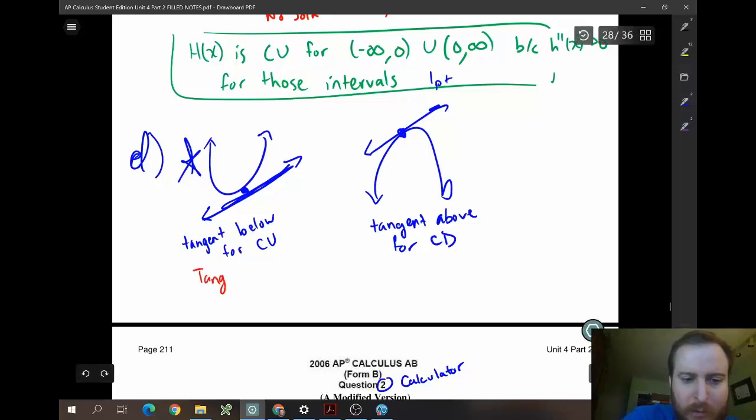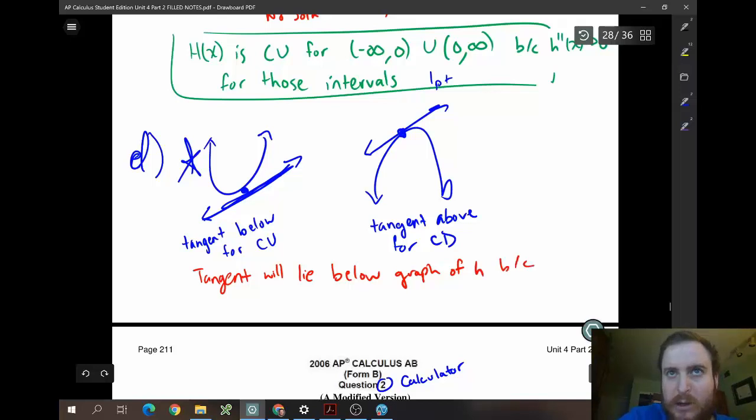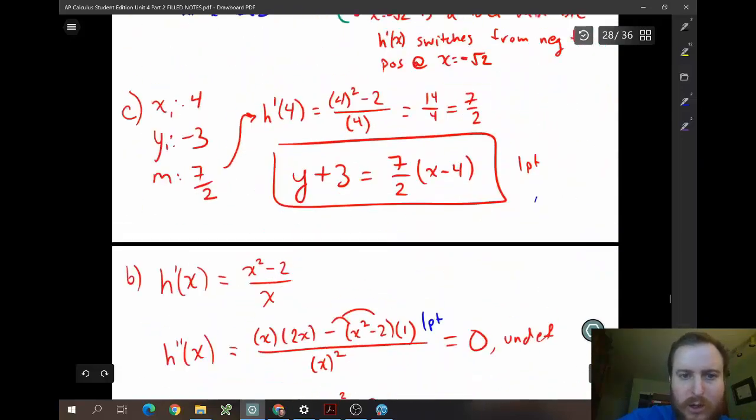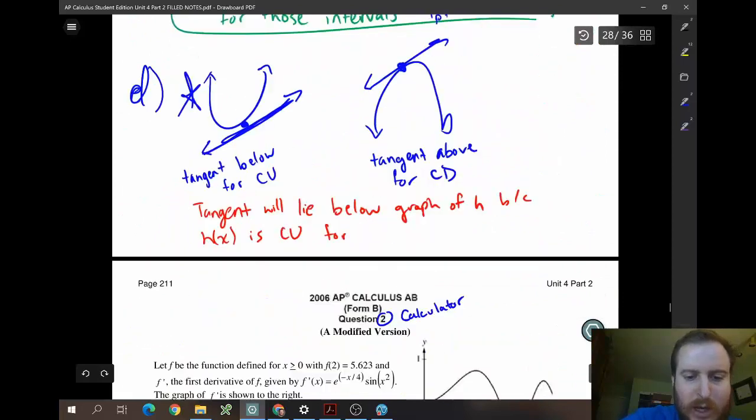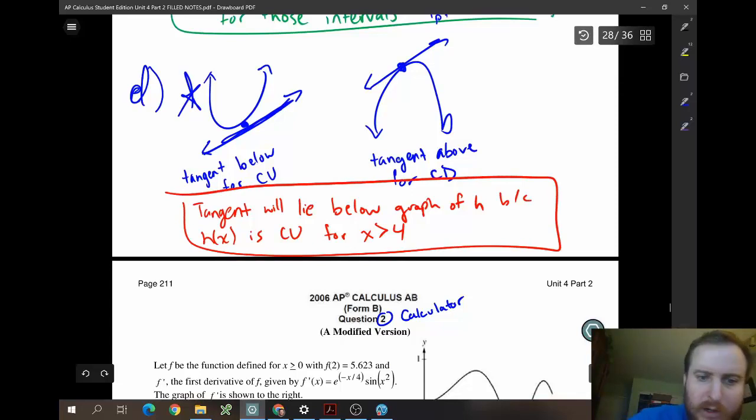We just say the tangent line will lie below the graph of h because h of x is concave up for, now I'm not going to say the interval, I'm going to use what the question used. You always want to go back and reference the question. So for x is greater than 4. So that's what we're going to use. If you wanted to say, instead of h of x is concave up, because h double prime of x is greater than 0 for x is greater than 4, that would work as well. So either of those two would work. And this was just worth 1 point.